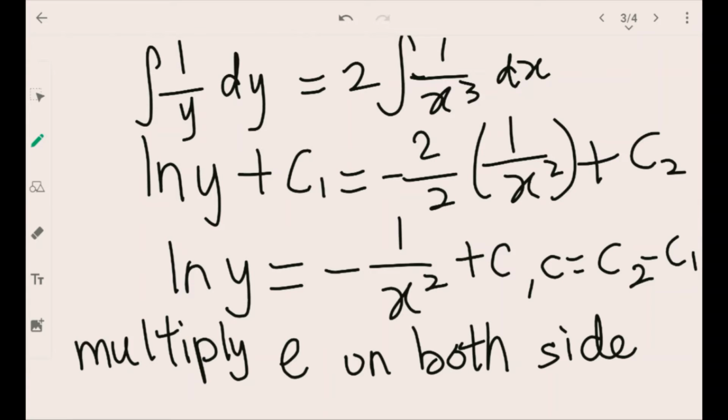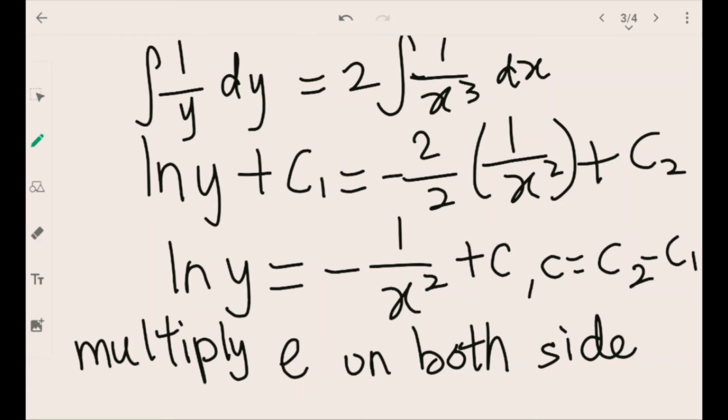more simple to solve. So you will see, if we integrate 1 over y, it will become ln y. And don't forget, after you integrate, there will always be a constant behind, which is ln y plus c1 equals negative 2 over 2 times 1 over x to the power of 2 plus c2.